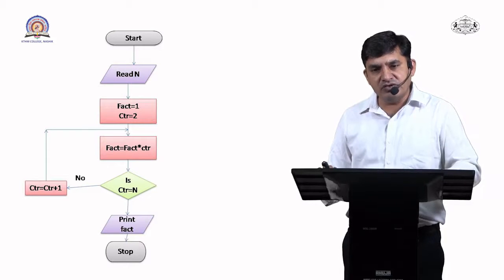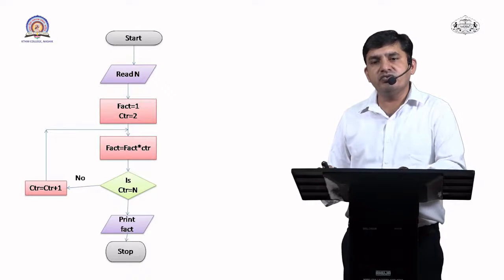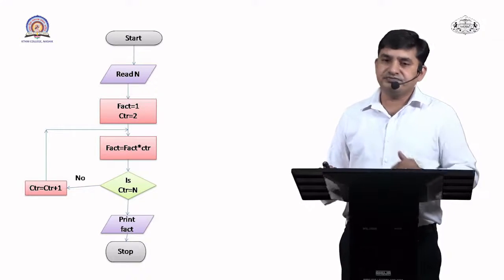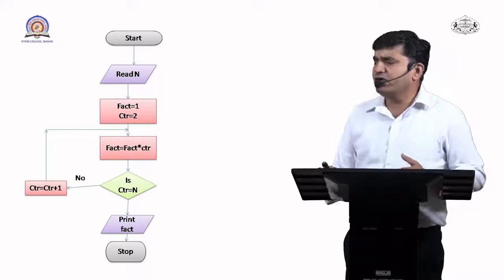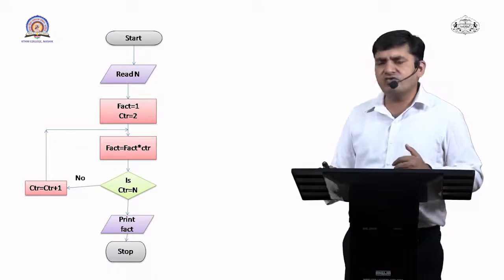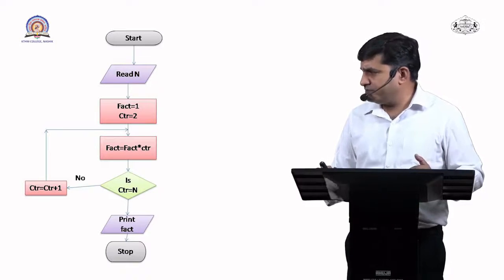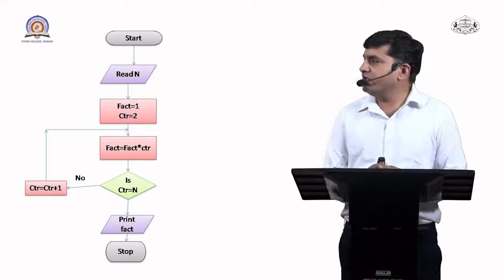Factorial of 5 is 5 into 4 into 3 into 2 into 1. This multiplication is carried out by using the formula fact is equal to fact into counter, and print that factorial and then stop. Now we have to see the program to find the factorial of a given number.